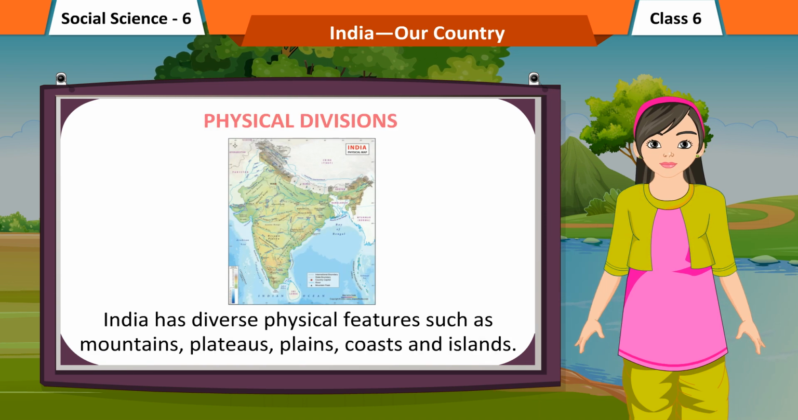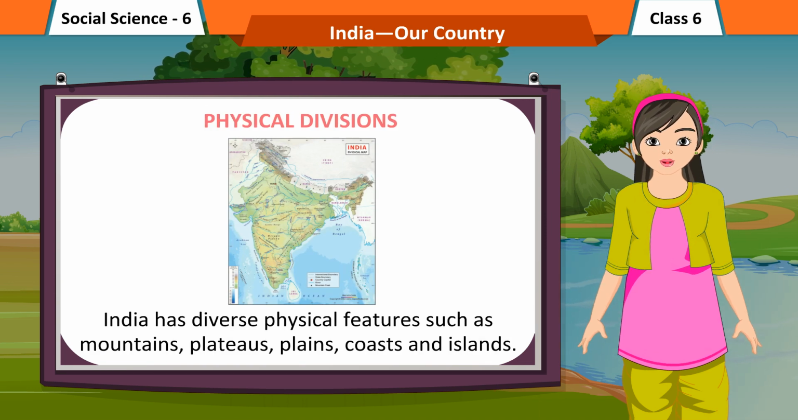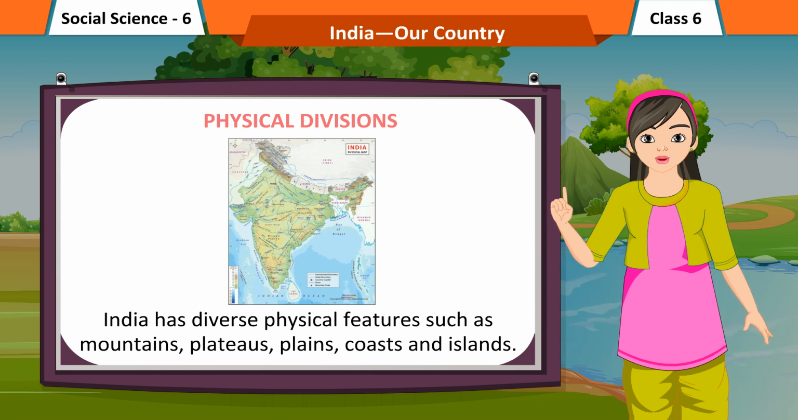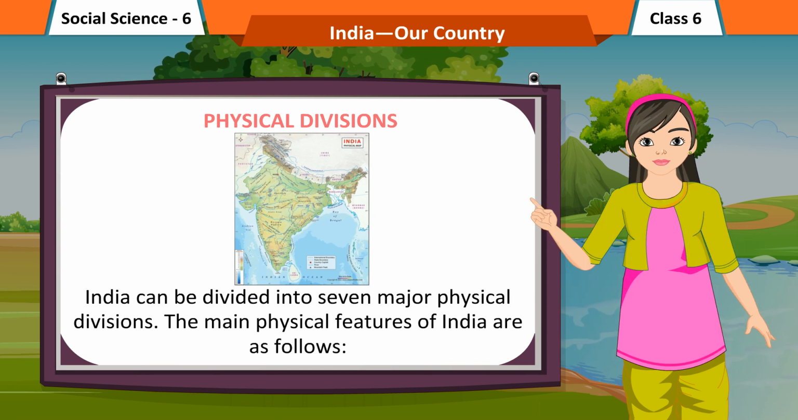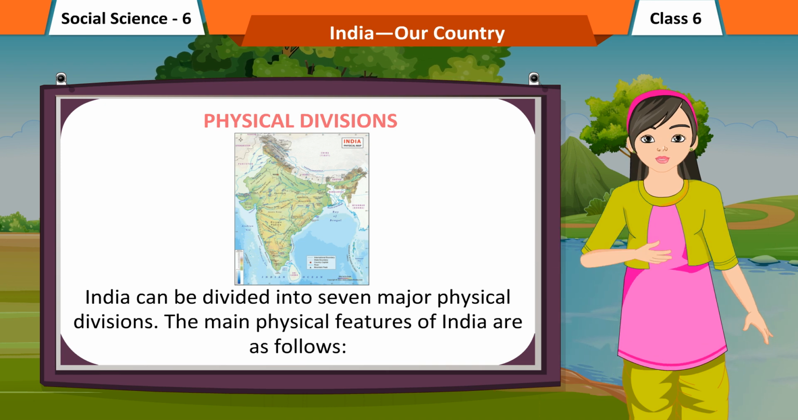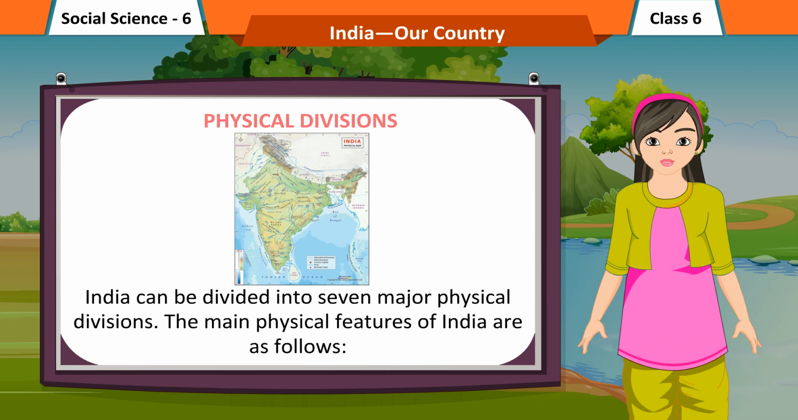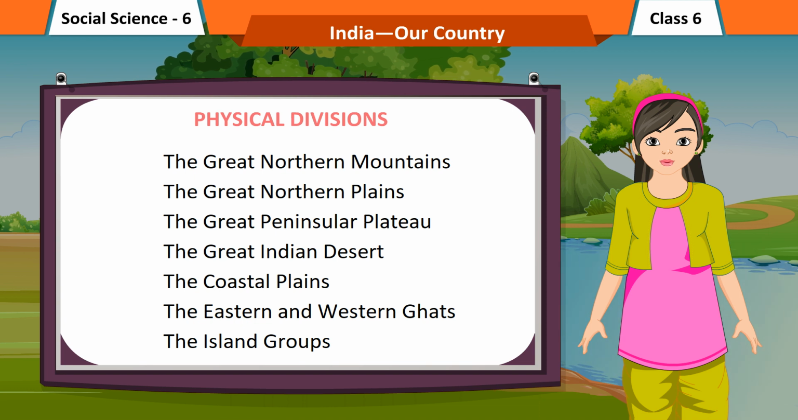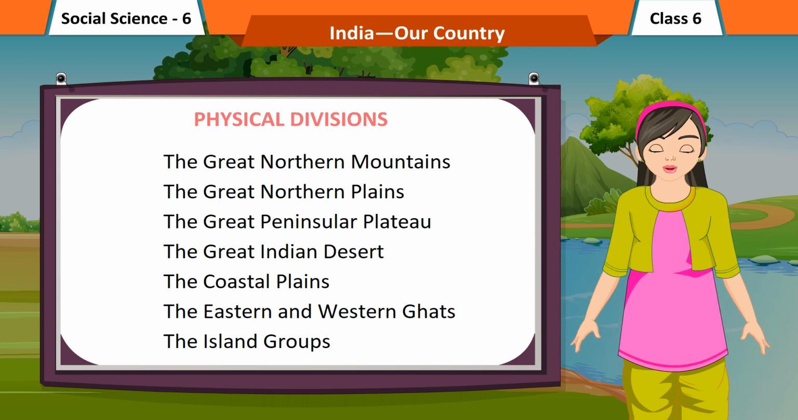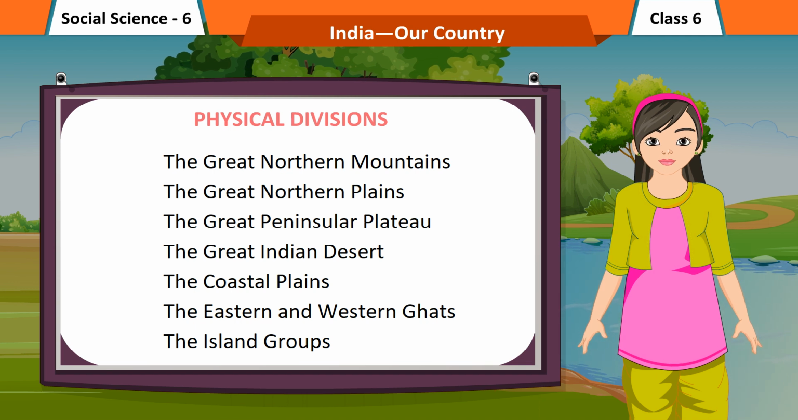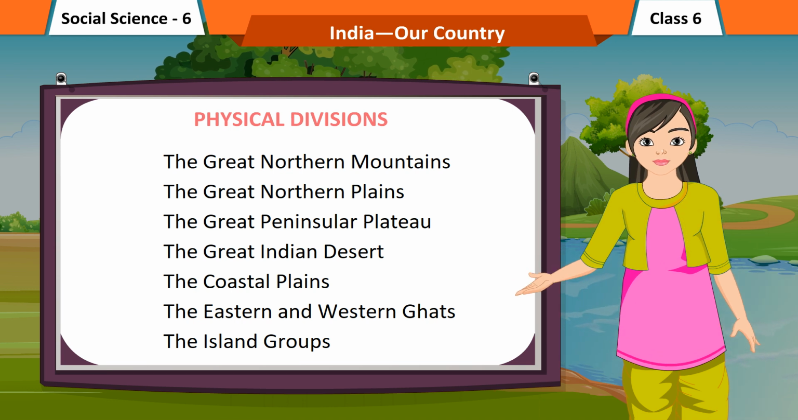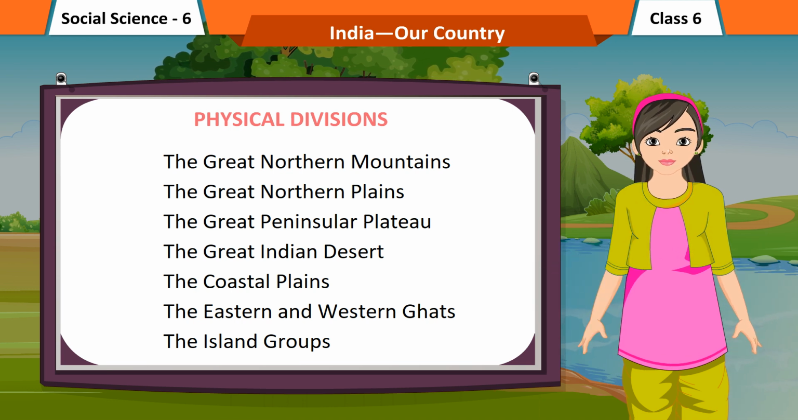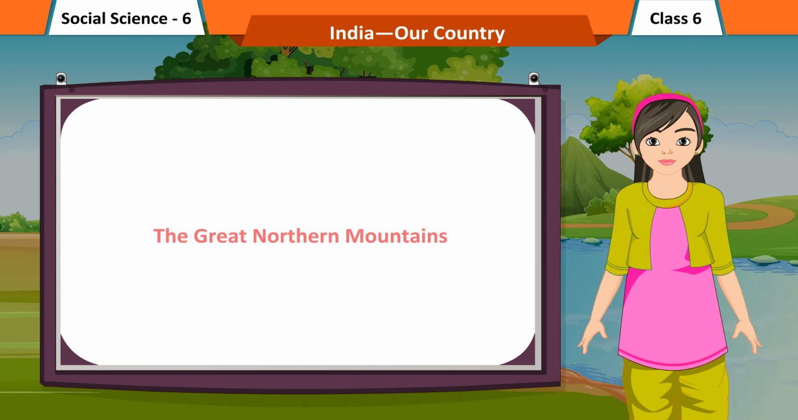Physical divisions. India has diverse physical features such as mountains, plateaus, plains, coasts and islands. India can be divided into 7 major physical divisions. The main physical features of India are as follows. The Great Northern Mountains. The Great Northern Plains. The Great Peninsular Plateau. The Great Indian Desert. The Coastal Plains. The Eastern and Western Ghats. The Island Groups.